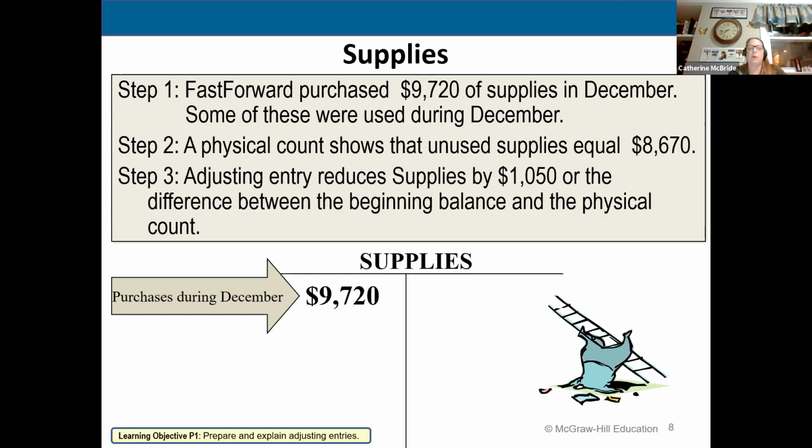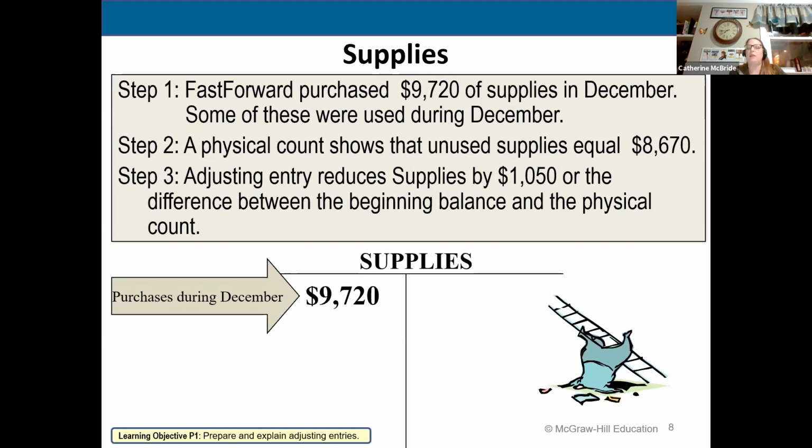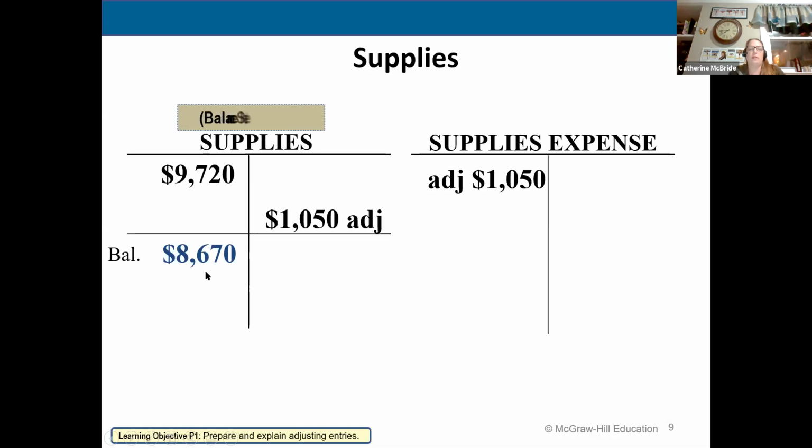So during December, we would have reduced cash and debited supplies for $9,720. At the end of December, we counted the supplies, and what we found was that there's a balance of $8,670 right here, $8,670. So we have to work backwards, because what we knew was that there is a balance of 8,670. We started with 9,720. So we started with this, we counted and got this.